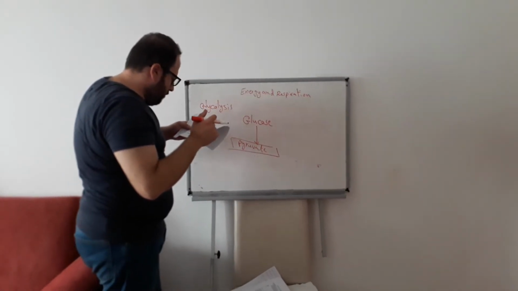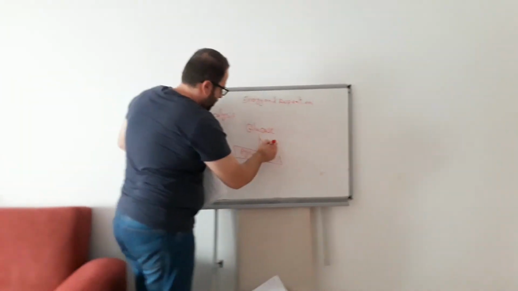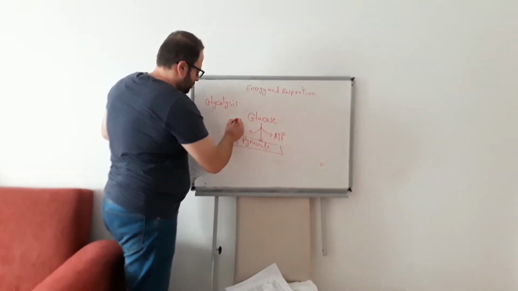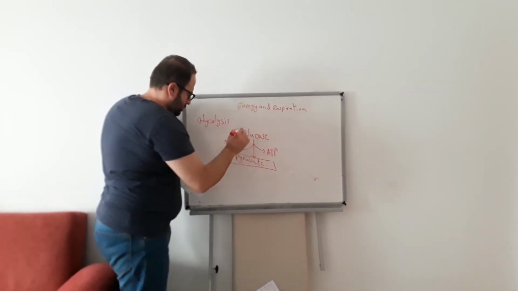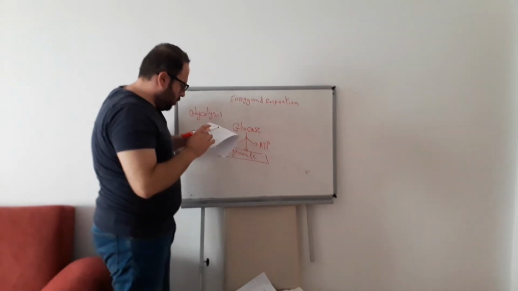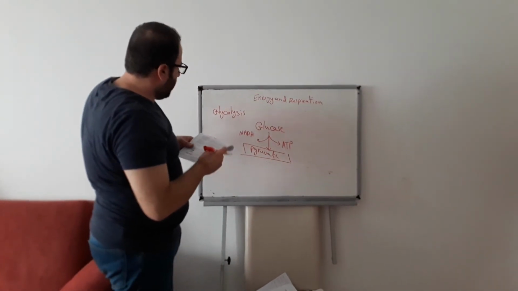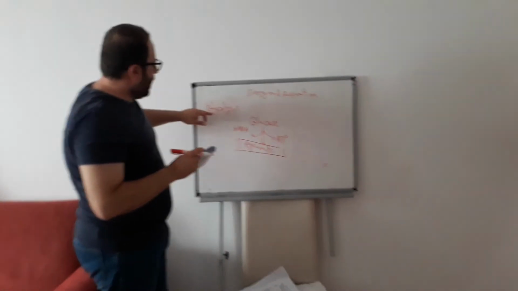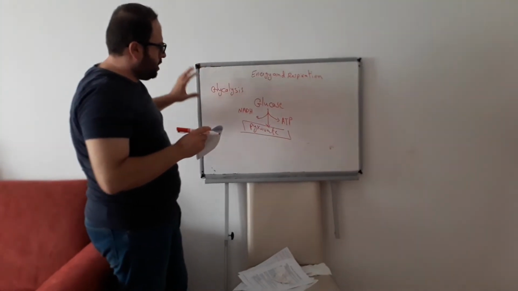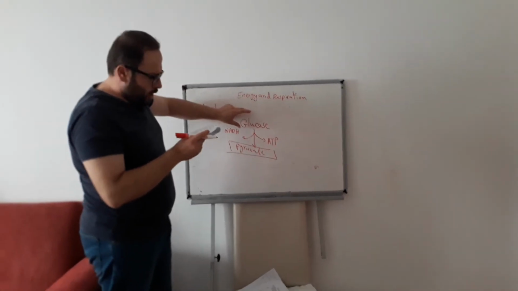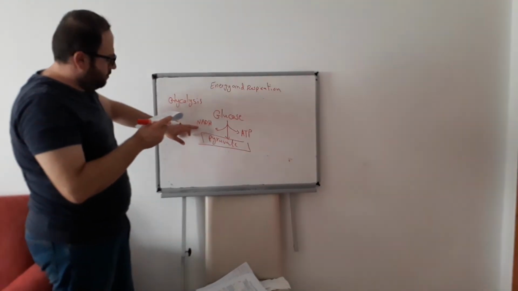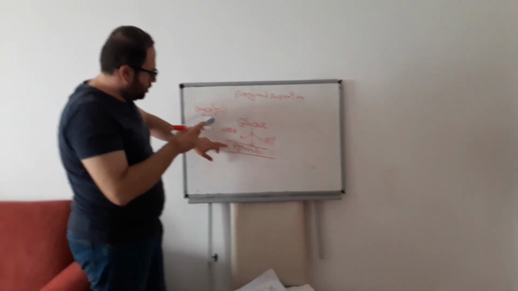It also produces two molecules of ATP and two molecules of NADH. Okay, glycolysis is the first process in aerobic and anaerobic respiration. Glucose is phosphorylated to produce two molecules of ATP, two molecules of NADH and two molecules of pyruvate.